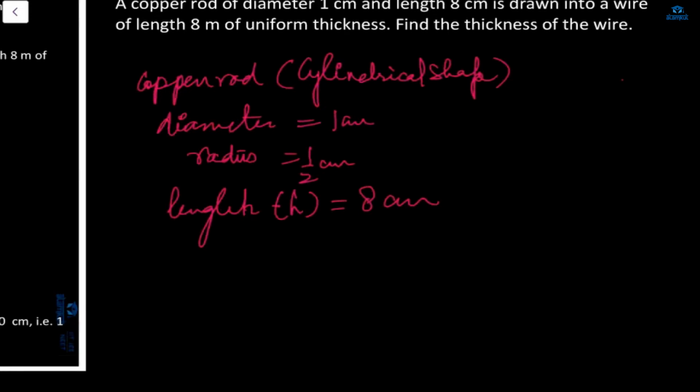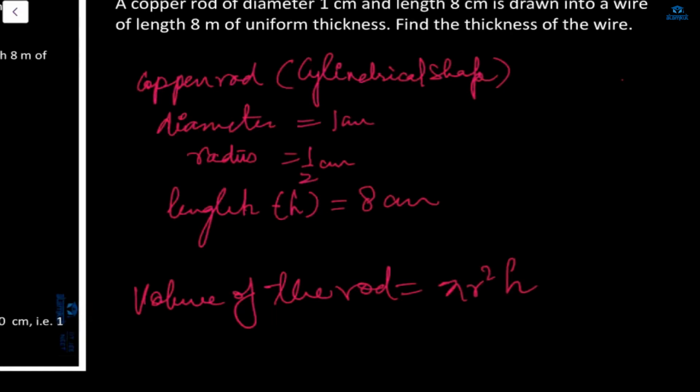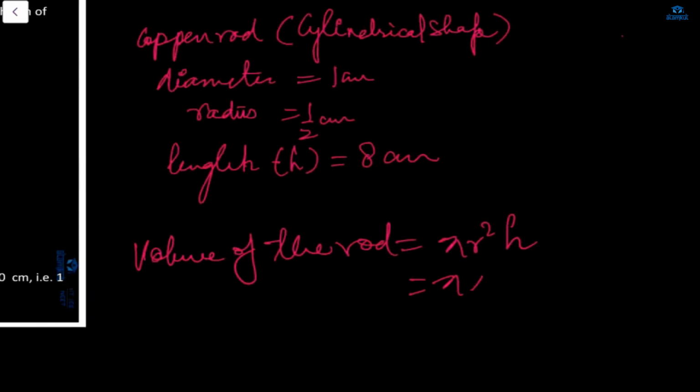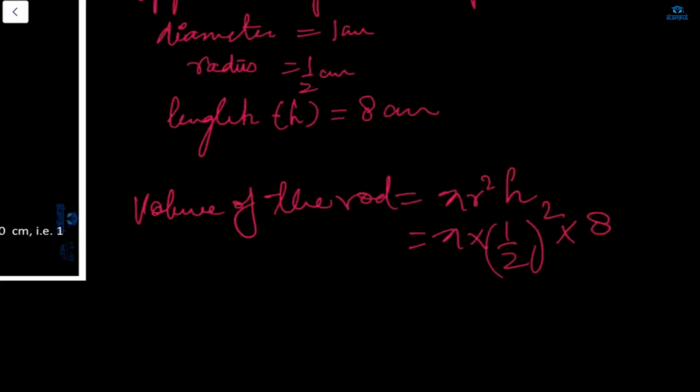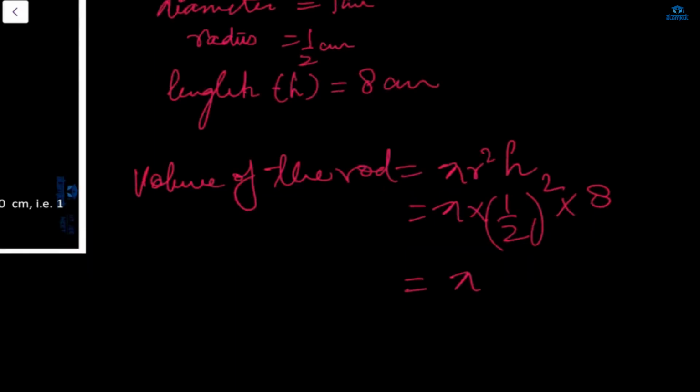So first of all we are going to find out the volume of the copper rod. Since it is a cylinder, the volume is pi r square h. It will be pi into (1 by 2) square into h, which is 8 centimeter. So it will be 2 pi centimeter cube. So we have calculated the volume of the rod.